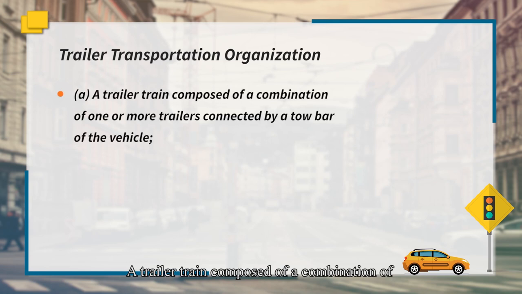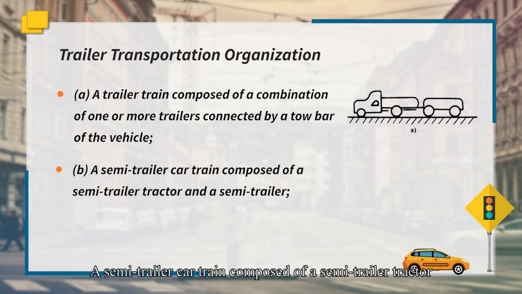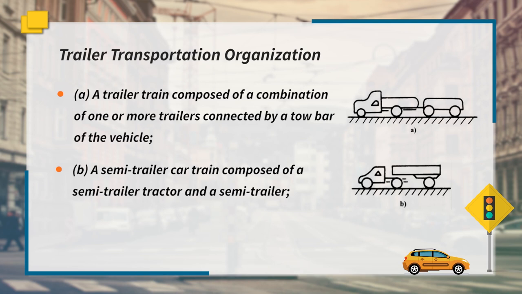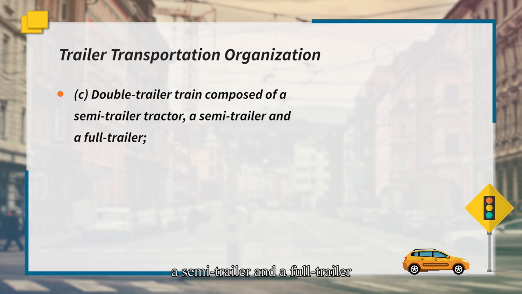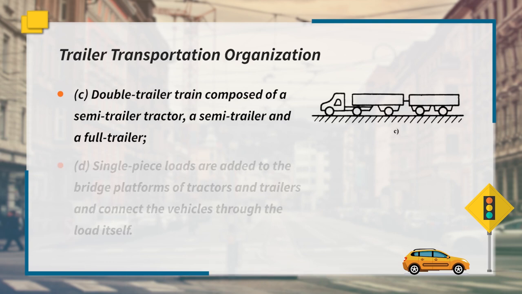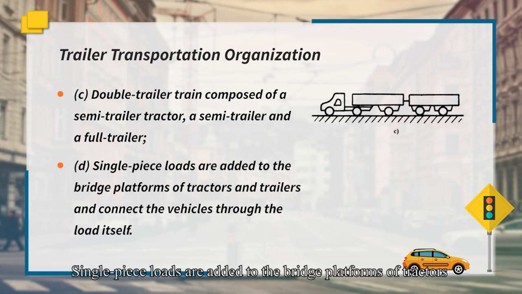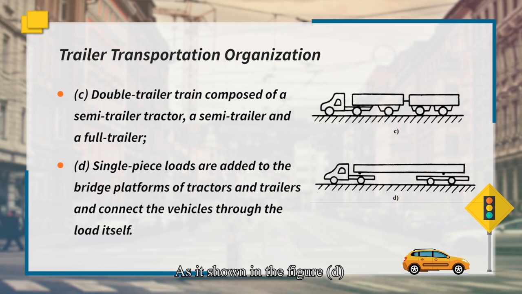a trailer train composed of a combination of one or more trailers connected by the tow bar of a vehicle, as shown in Figure A. A semi-trailer car train composed of a semi-trailer tractor and a semi-trailer, as shown in Figure B. A double trailer train composed of a semi-trailer tractor, a semi-trailer, and a full trailer, as shown in Figure C. And a single-piece load added to the bridge platforms of tractors or trailers, connecting the vehicles through the load itself, as shown in Figure D.